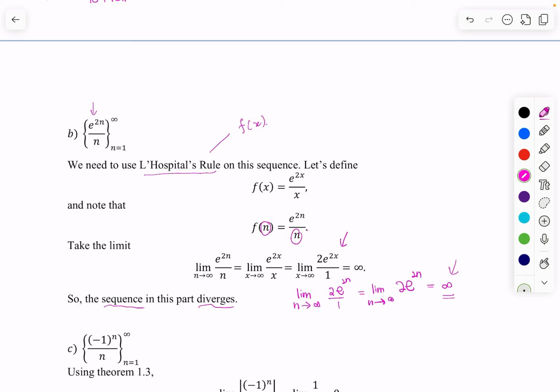L'Hopital's rule is applicable for the case of a function, so that's why we consider the limit in the form of x. But it gives you the same answer, it's just a way of writing. So in this case the sequence diverges because the limit is infinity.